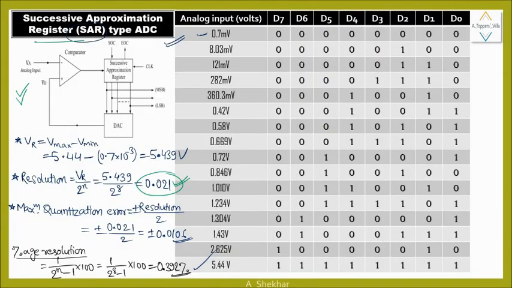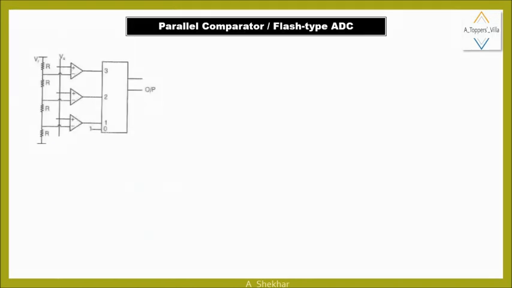Now let us move forward to another type of ADC. So here it is the sample diagram of the next type of ADC, that is parallel comparator ADC, or it is also called as flash type ADC. It is the fastest among all the ADCs. This fastest means it takes the minimum number of clock pulses for the conversion. So here the maximum number of clock pulses required for the conversion is only 1.